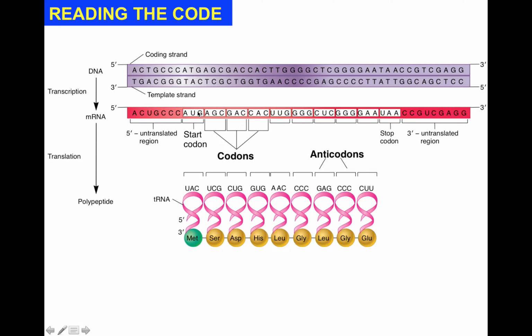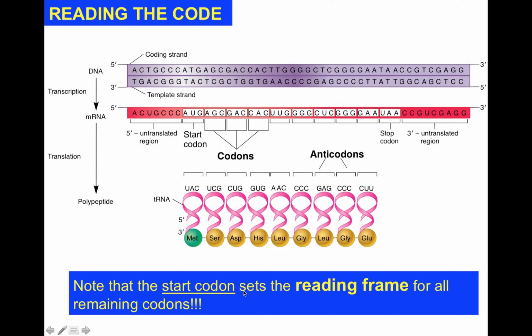The code is read in triplets. Each 3 nucleotides encode 1 amino acid, and there are no gaps in between. So the start codon sets what we call the reading frame for all remaining codons. You need to start with the AUG and then read subsequently the next 3 nucleotides, the next 3 nucleotides, the next 3 nucleotides without skipping or inserting any nucleotides in between.